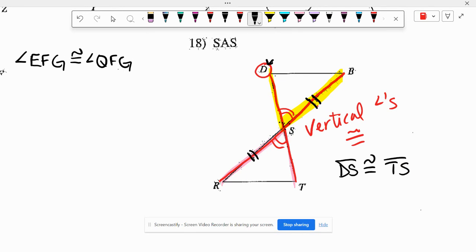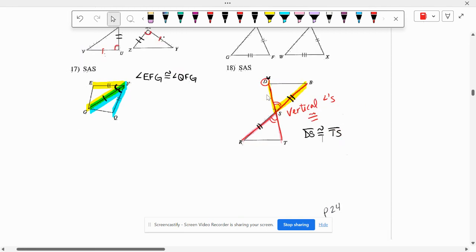Okay. All right. So your guys' homework is pages 25 through 28, and you're going to do the exact same thing that we just did.